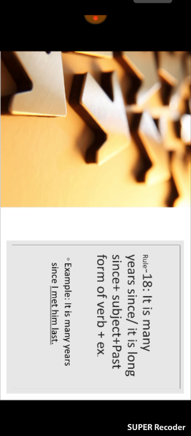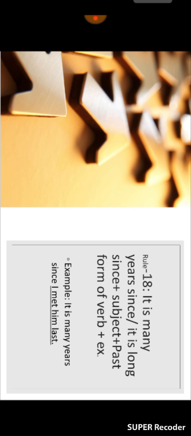Rule 18. It is many years since or it is long since plus subject plus past form of verb plus extension. The sentences which start with it is many years since or it is long since, in case of those sentences we should follow this rule: subject plus past form of verb plus extension. An example will make it clear. Look at the following example. It is many years since I met him last.